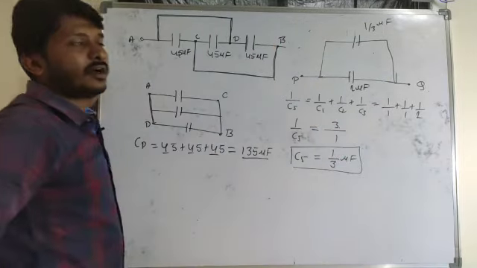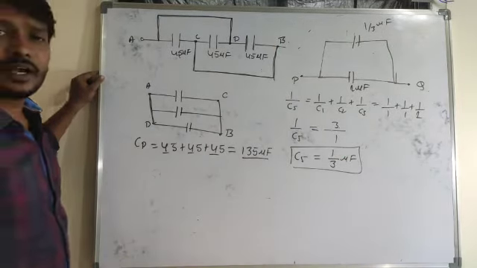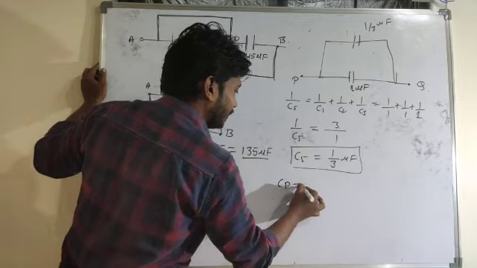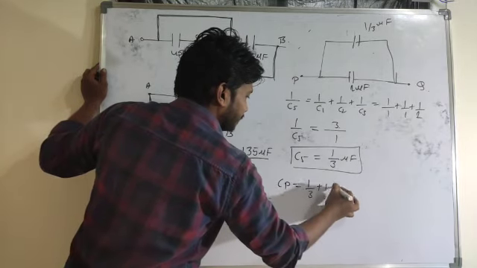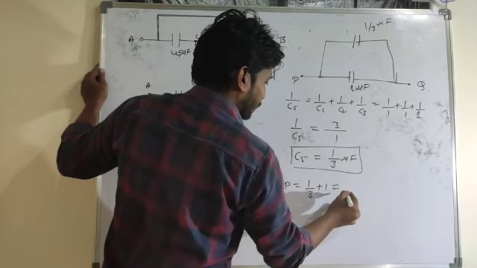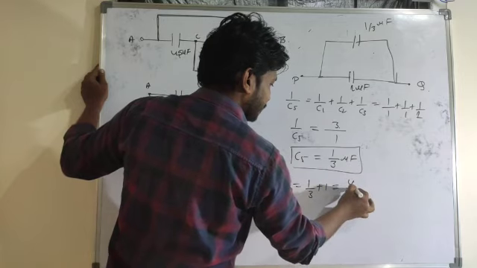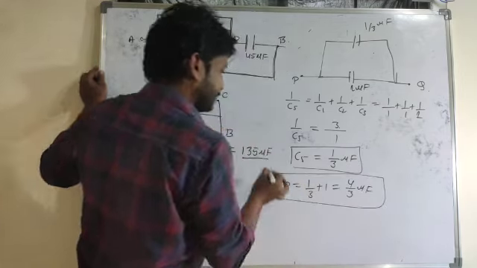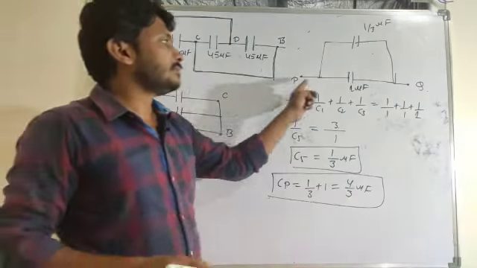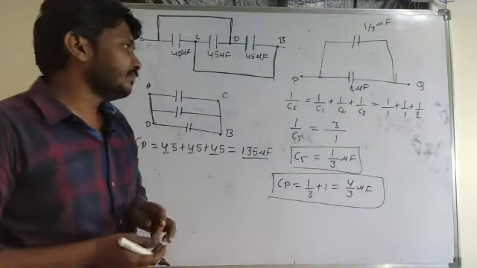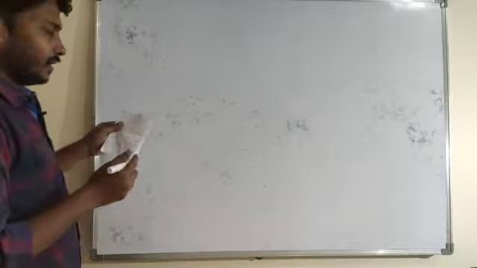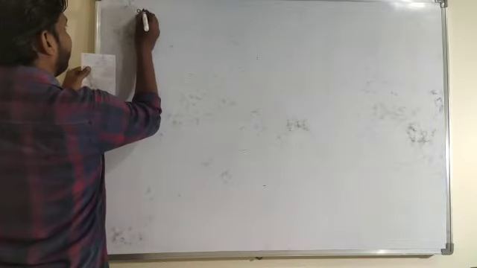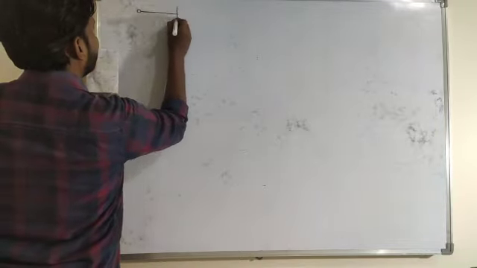Then what is the nature of combination between 1 by 3 microfarad and 1 microfarad? That is parallel. 1 by 3 plus 1 is 4 by 3 microfarad. So the effective capacitance between points P and Q will be 4 by 3 microfarad. Okay, we'll look at the next question. Let me draw the question.